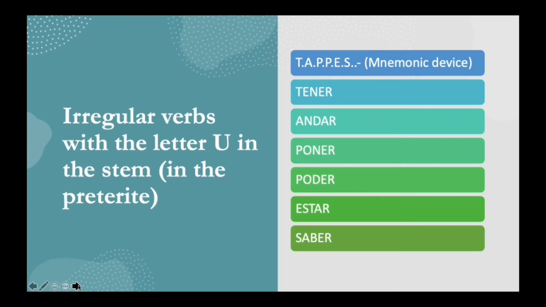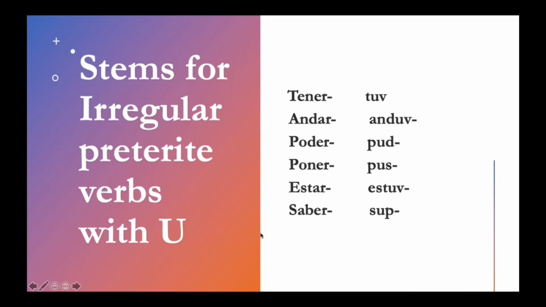So the first category is verbs that have U in the stem. And I'll show you what that means in just a minute. But here is another mnemonic device, the word taps, to help you remember which verbs have U in the stem in the preterite. And they are tener, andar, poner, poder, estar, and saber. Right here shows you their stems. So the stem for tener is tuv, andar is anduv, poder is pud, poner is pus, estar is estuv, and saber is sup.